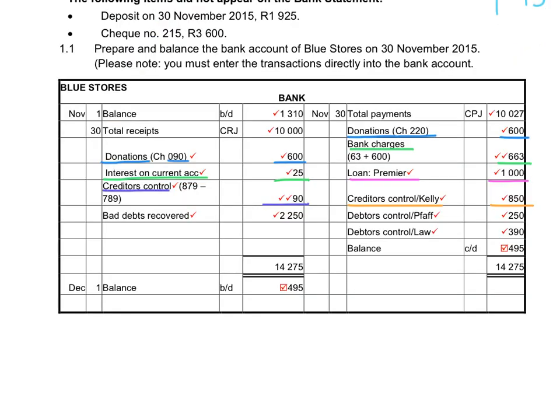The bank account is credited to indicate that we don't have this money in the bank anymore. Debtors control and T5 in the debtors ledger will be debited to indicate that they owe this money to the business.